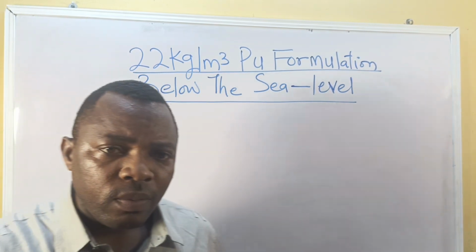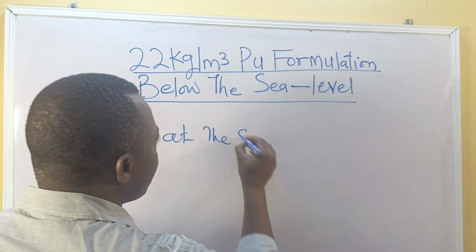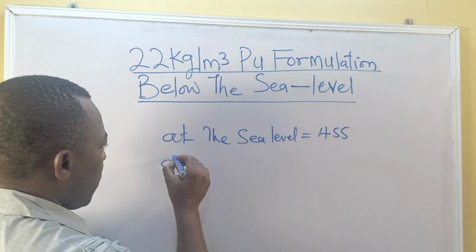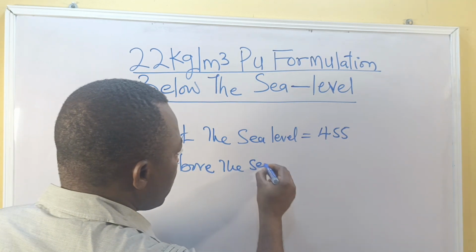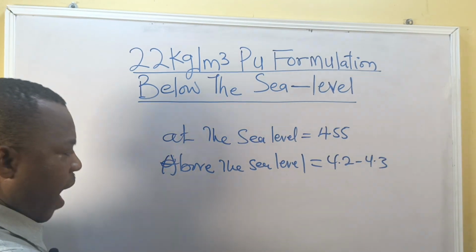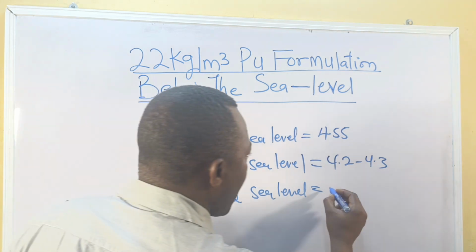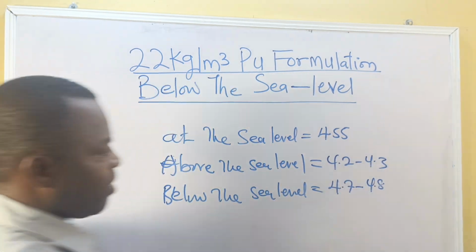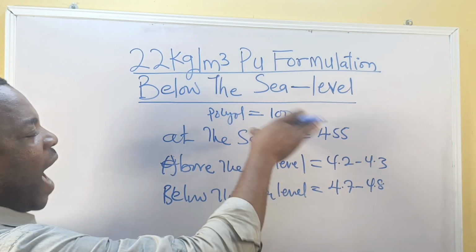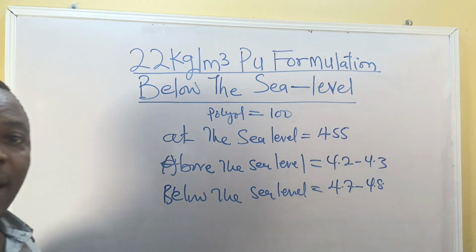I did say that someone can use different parts of water to achieve the foam density. Take a look at this one. At the sea level, 4.55, right? Above the sea level, we have 4.2 to 4.3, right? Then below the sea level formulation, you need to have 4.7 to 4.8, while polyol is still equal to 100. That is the baseline. This enables you to accurately scale up your polyol. This is a global convention of designing a formulation, the PU formulation technique.